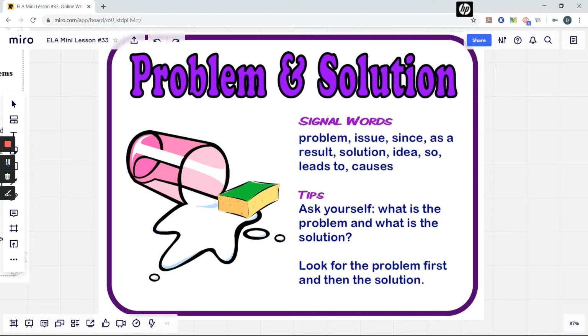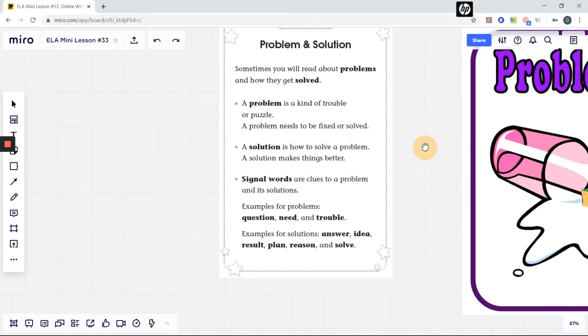And here's a helpful tip. Ask yourself, what is the problem and what is the solution? You can also look for the problem first and then the solution. So again, sometimes you'll read about problems and how they get solved. A problem is a kind of trouble or puzzle, and a problem needs to be fixed or solved. And a solution is how to solve a problem. A solution makes things better.